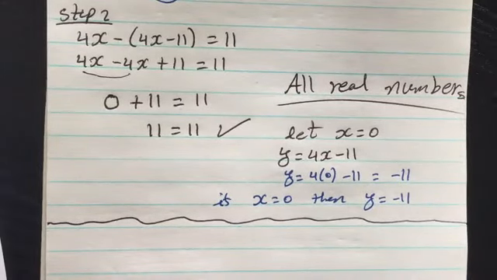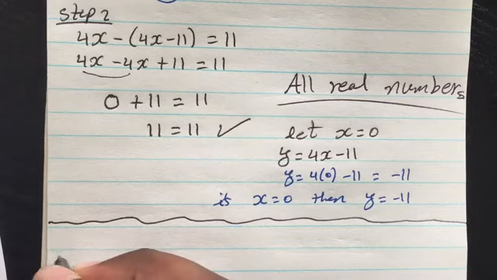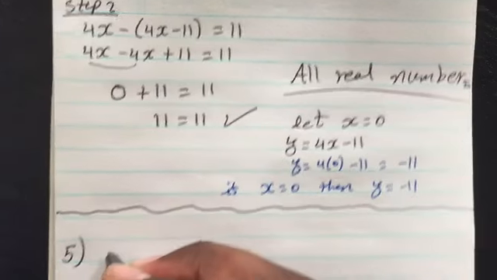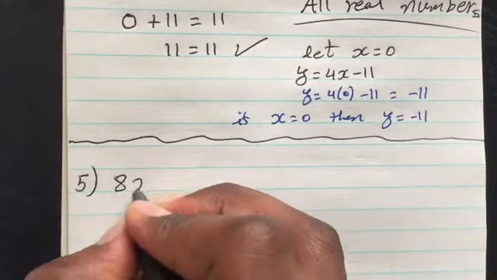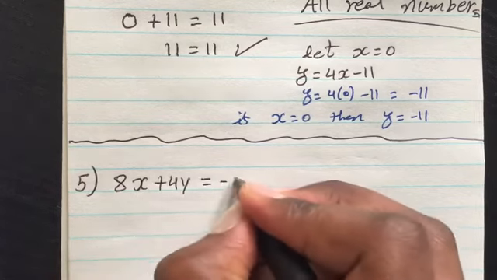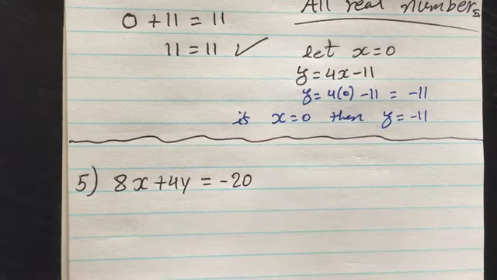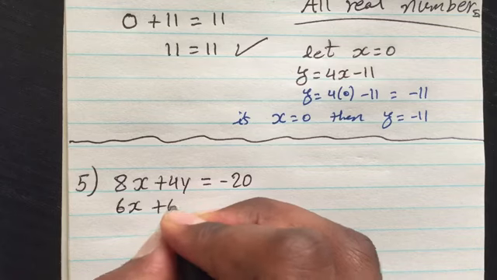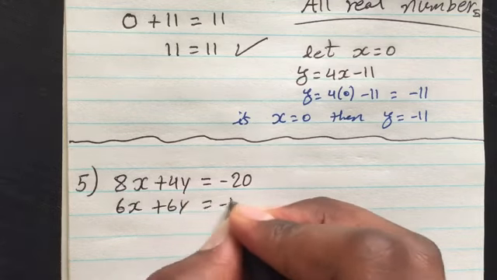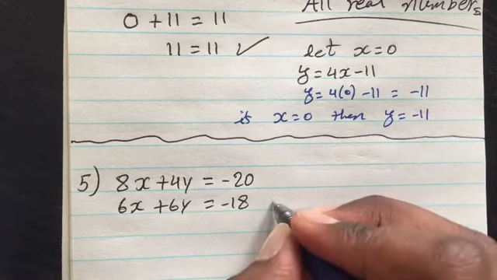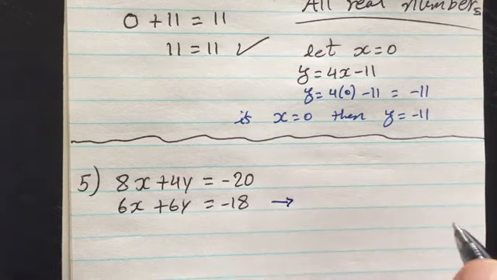And let's do a very different challenge. I'll do problem 5, which is 8x plus 4y equals negative 20. The other equation is 6x plus 6y equals negative 18. So I'll choose this equation right here.